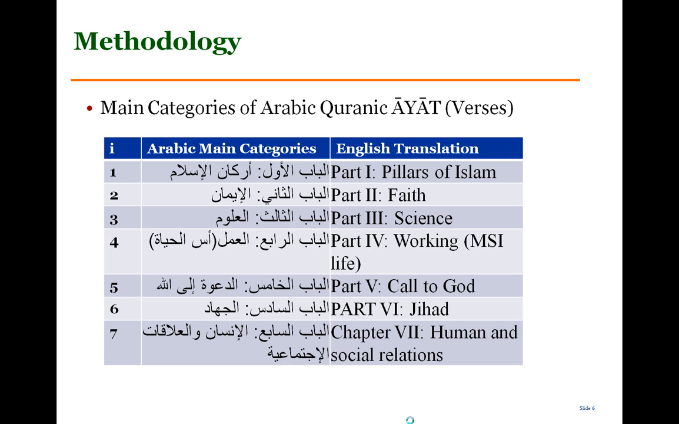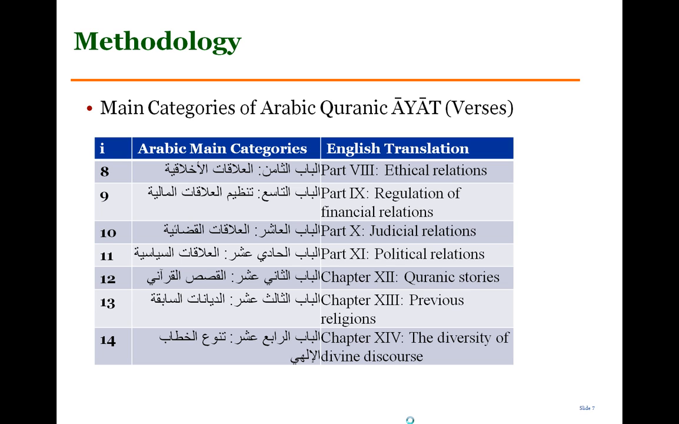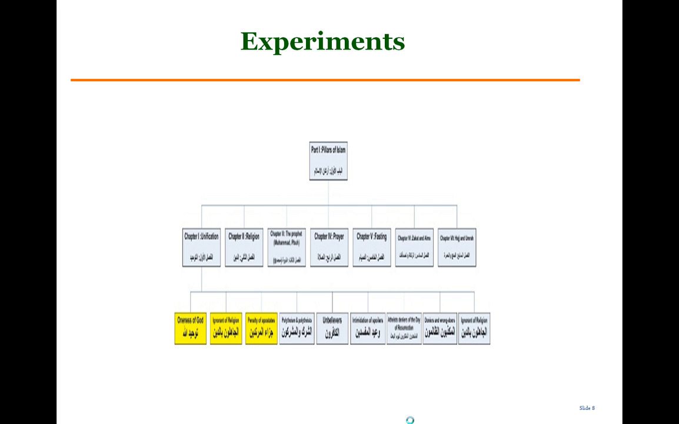The main categories of Arabic Quranic Ayat, verses, are pillars of Islam, faith, science, work, call to God, jihad, human and social relations. Also, it includes ethical relations, regulation of financial relations, judicial relations, political relations, Quranic stories, previous religions, and the diversity of divine discourse. Therefore, in our study, we limited our classification to the three subcategories shown in this slide as yellow rectangles.